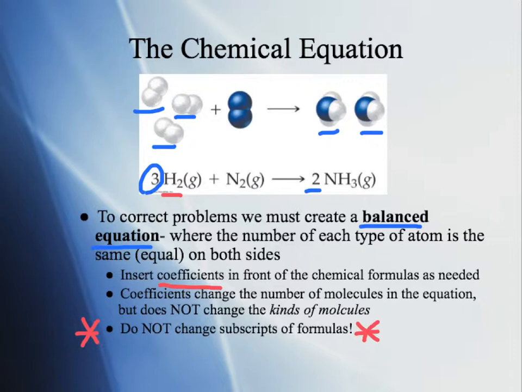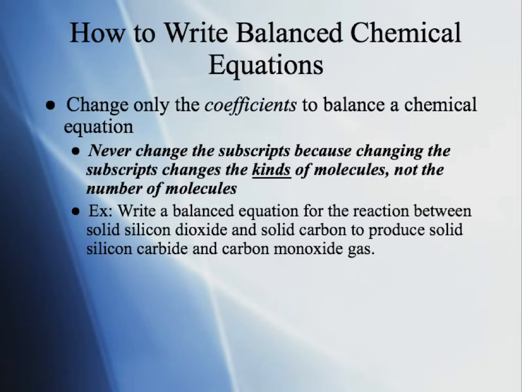Okay, never change the subscripts. If you change the subscripts, then you're changing the kind of molecule it is. So you never change the subscripts, just the outside coefficients. All right, so change coefficients only, never the subscripts, because we don't want to change the kind of molecules that are reacting. We just need to balance it to see how many molecules need to react with each other to make a certain product in the end.